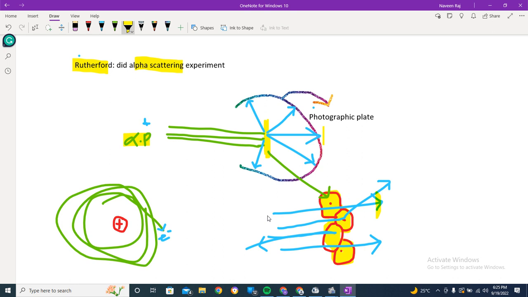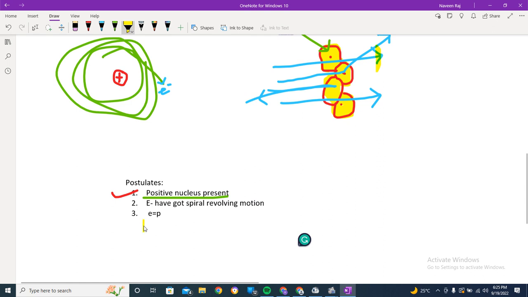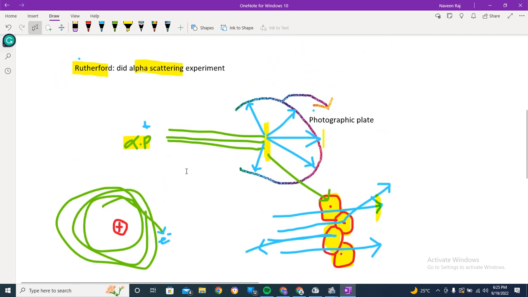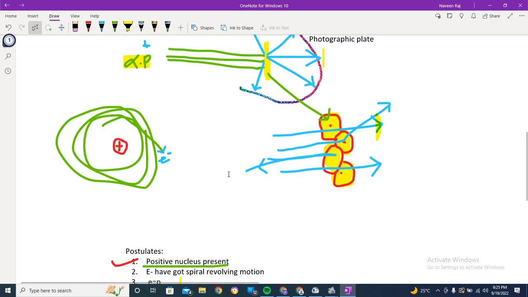The Rutherford atomic model also said that the atom has a large empty space. Of course, because according to him, majorly the rays went straight, and the reason behind going straight was that there was a major portion that was empty, letting the rays pass straight.